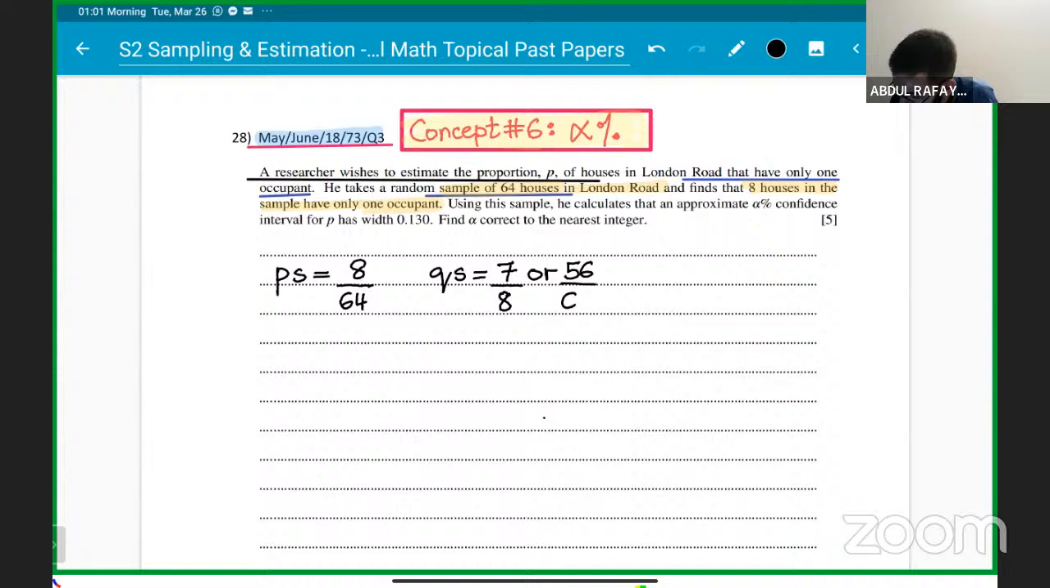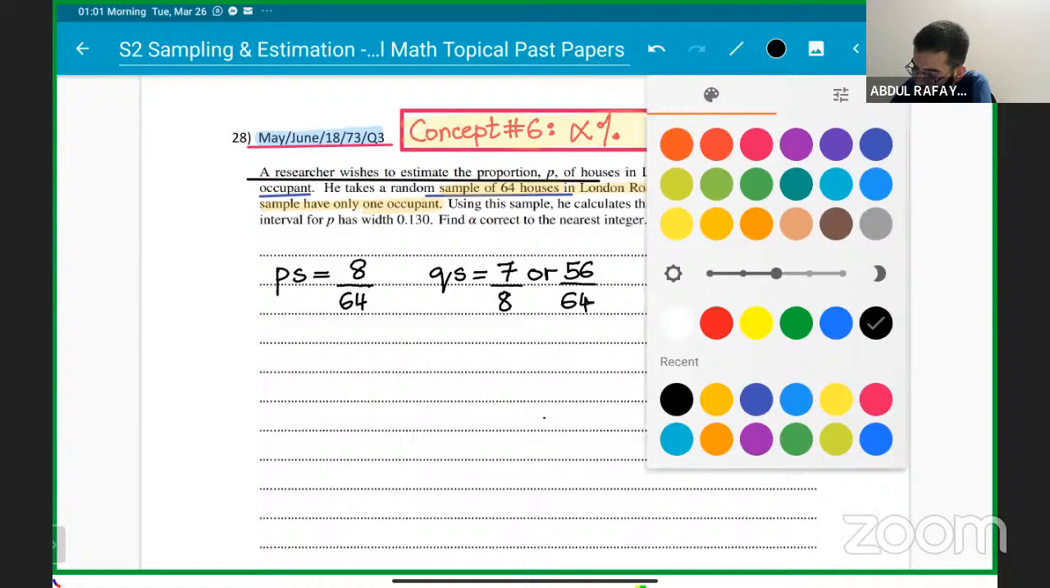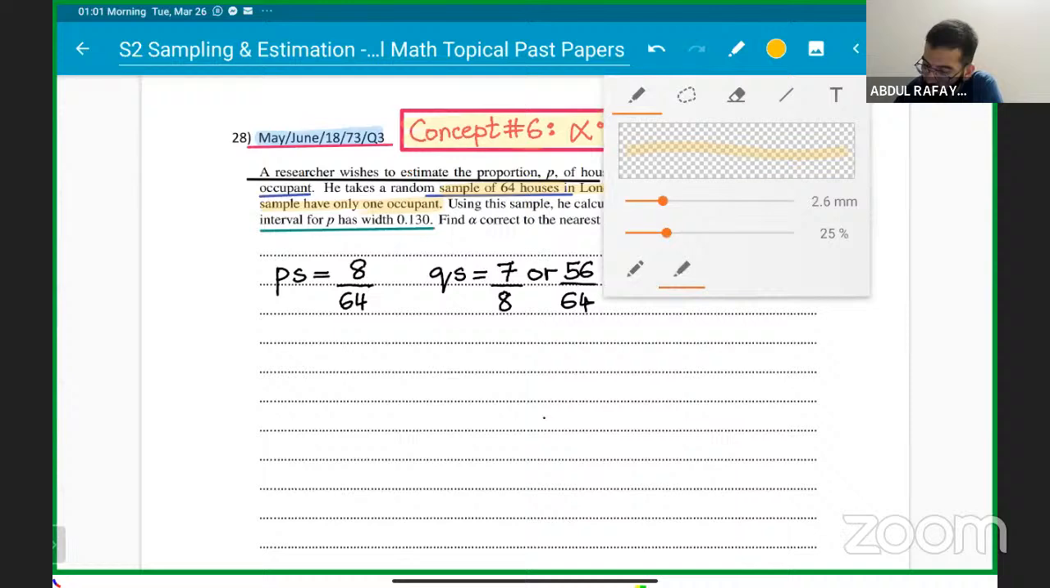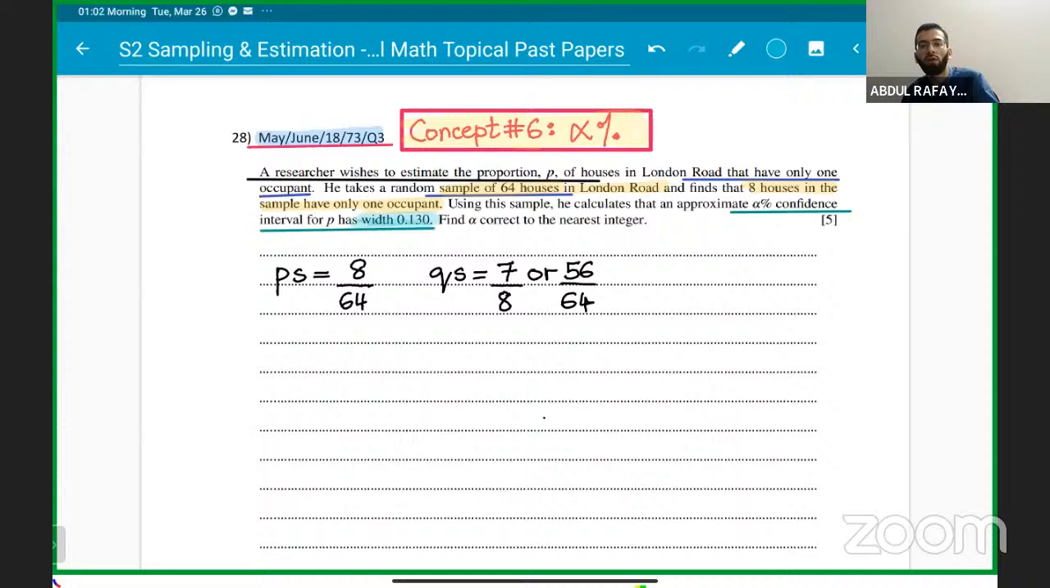Then using this sample, students, we have to calculate an approximate confidence interval for the proportion p which has width. So now the width is given. Always remember, what is the purpose of the width? The width will help you find the confidence interval, which is a 5-mark question. So it's a huge question. Let's try to solve this by using the width formula for the population proportion.